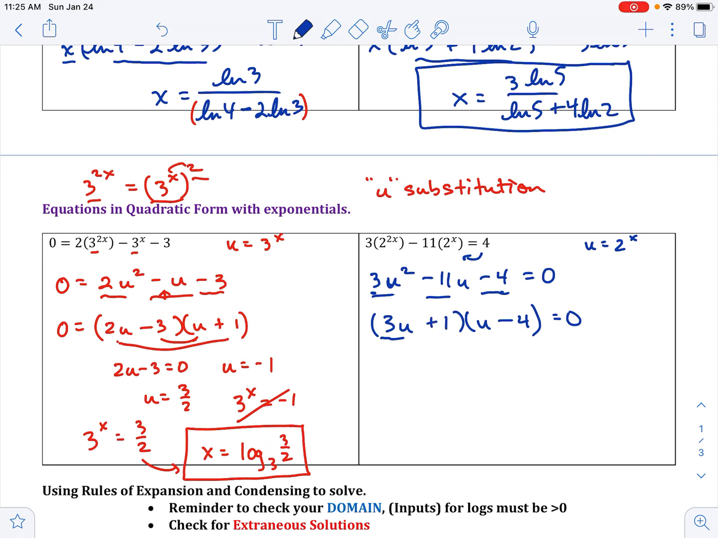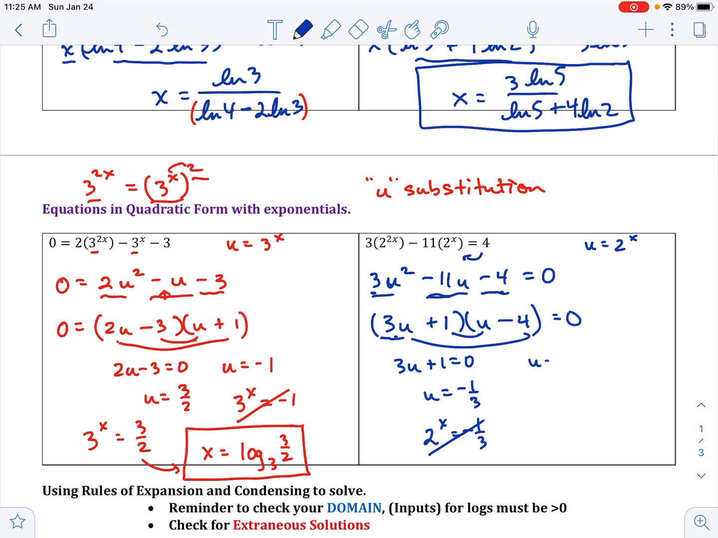If I FOIL this out, I got 3u squared. I get negative 12u plus 1u is negative 11u. It worked. And then 1 times negative 4. All right. So now I got 3u plus 1 is equal to 0. u equals a negative 1/3. That means a 2 to some power is equal to negative 1/3, which we already learned. Impossible. Okay, not possible there.